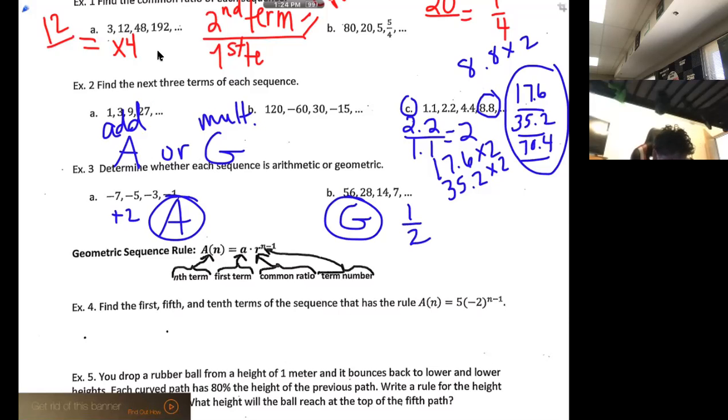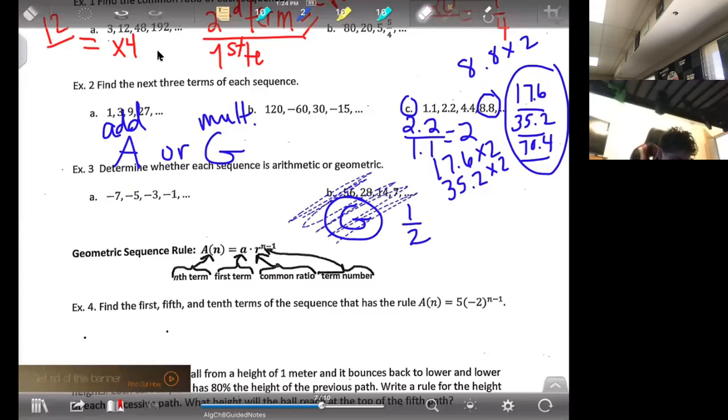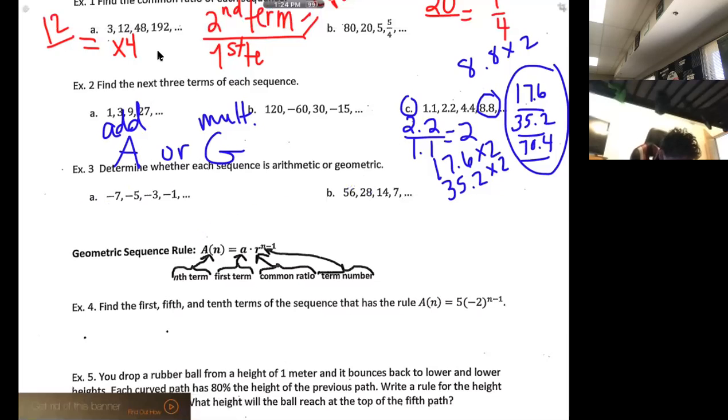Okay, now this is where it gets algebraic. That was the easy part, guys. This is actually still not hard, so don't stress yet about it. It's really not that bad.